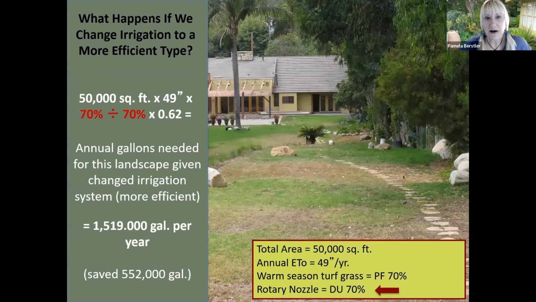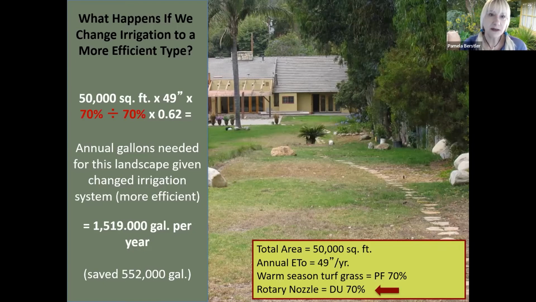So what happens if we were just to change that irrigation efficiency? Imagine instead of having these conventional spray nozzles, we changed them out to a rotary nozzle that had a better distribution uniformity or better irrigation efficiency. What happens to the landscape water requirement? Well, we plug in the 70% distribution uniformity to our formula. We're still in a place that has 50,000 square feet. We haven't changed location, so it's still 49 inches of ETO. We still have warm season grass at 70% plant factor, but now our distribution uniformity is higher.